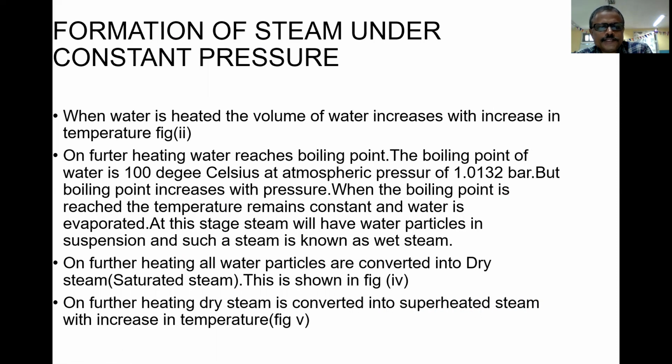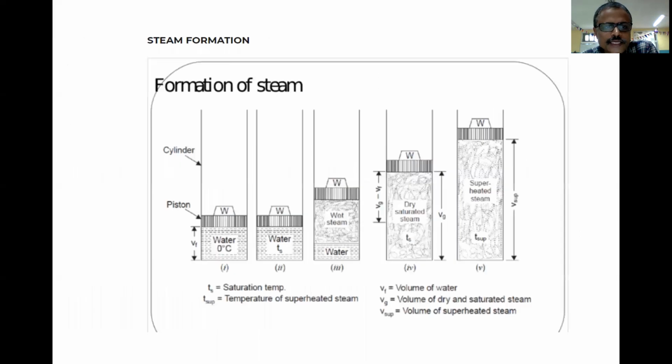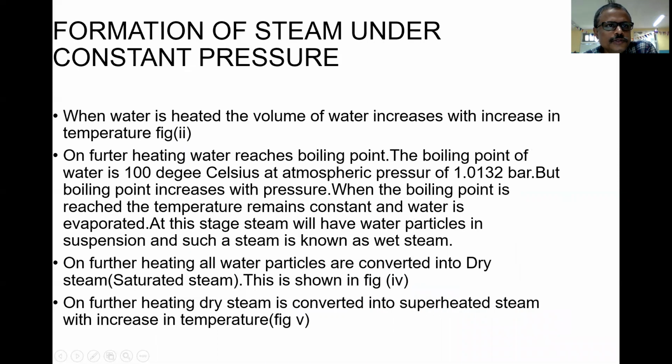On further heating of the dry steam, it is converted into superheated steam with increase in temperature. This last point you have to note. You continue heating of the dry steam, then temperature increases, because already the steam is in dry condition in the previous stage. So superheated steam is here. You can see the last stage is superheated steam. Temperature is T superheated. Temperature increases. So this is the formation of steam under constant pressure.